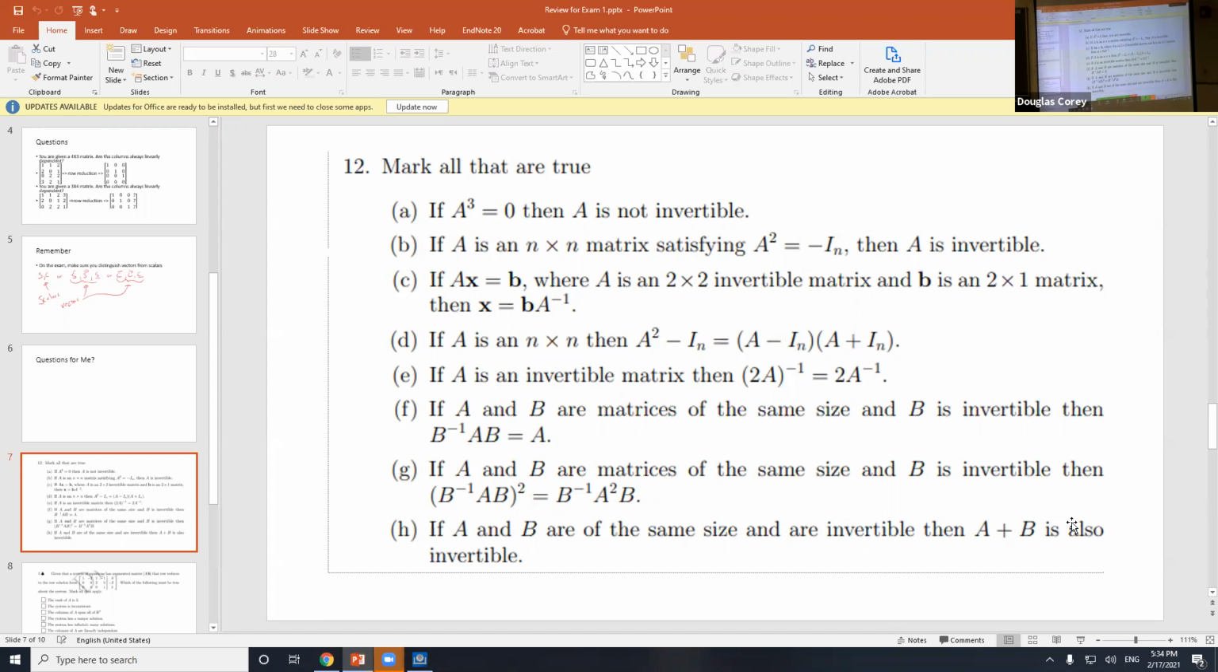Hey, I know it works for the 0 matrix. The 0 isn't invertible, so you found one example where it's not invertible, so I'm going to say, yeah, that's true. So nice. Other ways, yes?